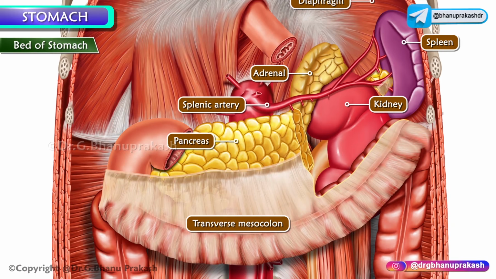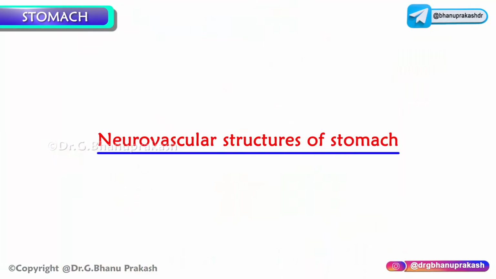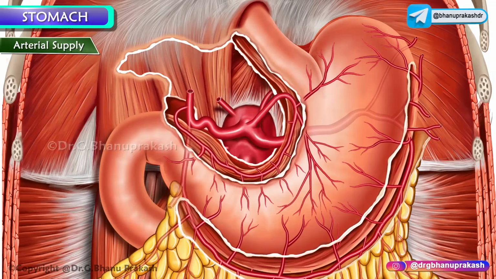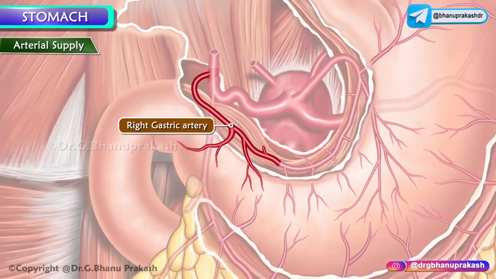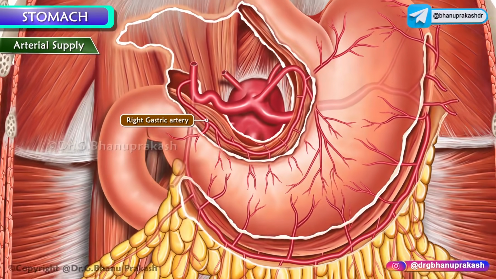Now, after knowing the visceral relations and the peritoneal relations, what are the neurovascular structures of the stomach? That is the blood supply. So if we talk about the arterial supply of the stomach, the arterial supply along the lesser curvature is by the left gastric artery, which is a branch of the celiac trunk, and also the right gastric artery, which is a branch of the proper hepatic artery.